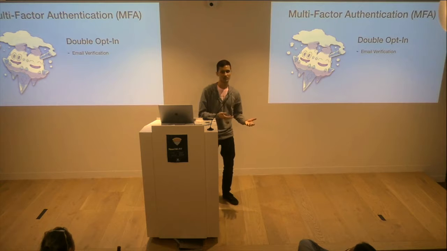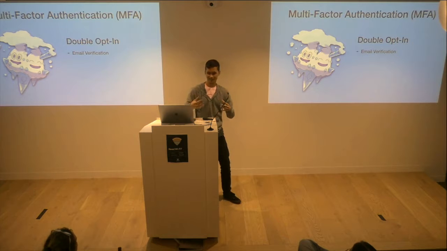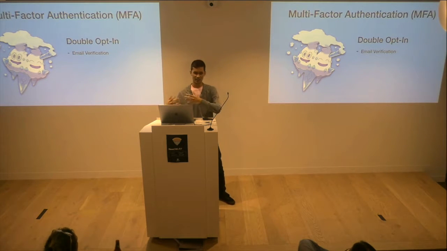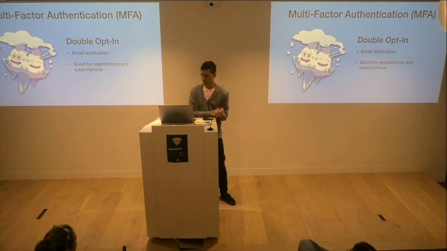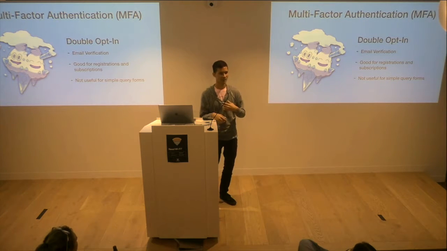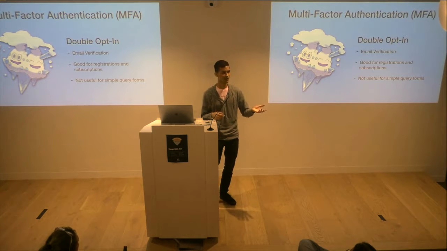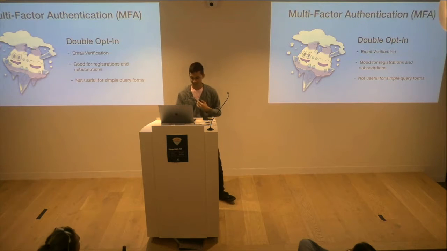While that's still possible, the more processes that a bot has to do, the less of it they can do. So the more processing that they need to do, the longer it takes. So this double opt-in is good for registrations and subscriptions because you have an email to be able to use for double opt-in. It's not quite as useful for things like simple query forms. Like you don't have an email on a search bar to be able to use with a double opt-in. It doesn't really make sense.